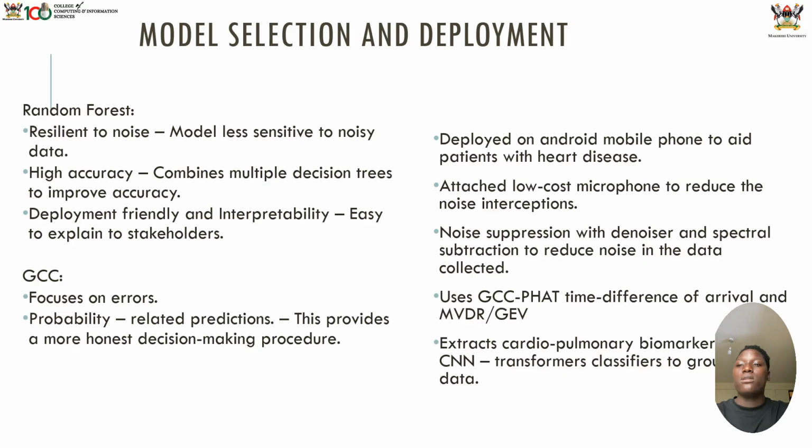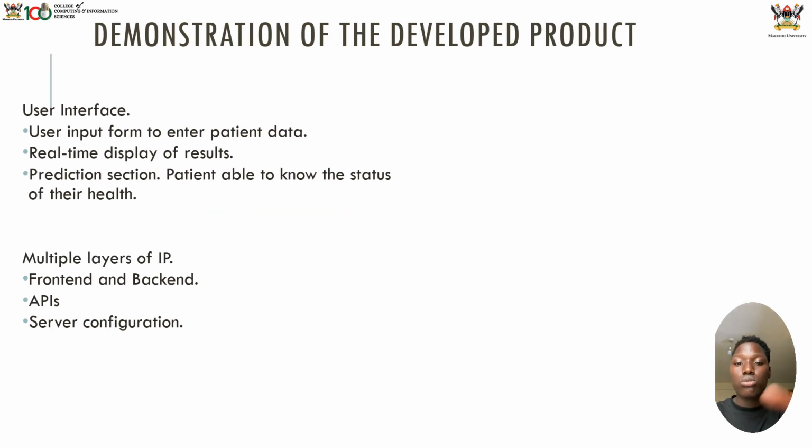So in the demonstration of the developed product, the user interface. Here the patient has to put his data there. Then you can also see the result predicted, displayed in real time. So we have the prediction section. He can also put his data and check on his status of health. Okay. So you have the multiple layers of API, front end and back end of the API server configuration.